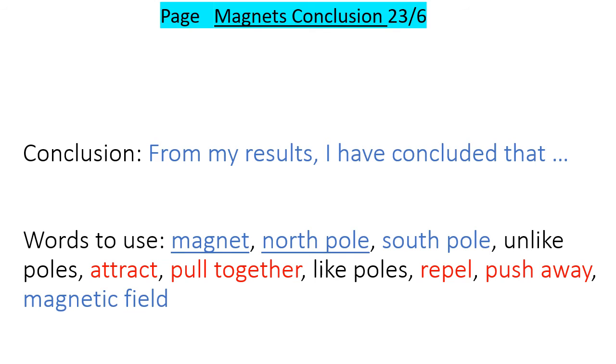So we wrote a conclusion using these words from my results. I have concluded that, and concluded all that means is what you have learned from the tests, from your results. And we used the words magnet, north pole, south pole, unlike poles, attract, pull together, like poles, repel, push away, magnetic field. So if you can use all of these words to talk about magnets, then you are prepared for the checkpoint, the part about magnetism.